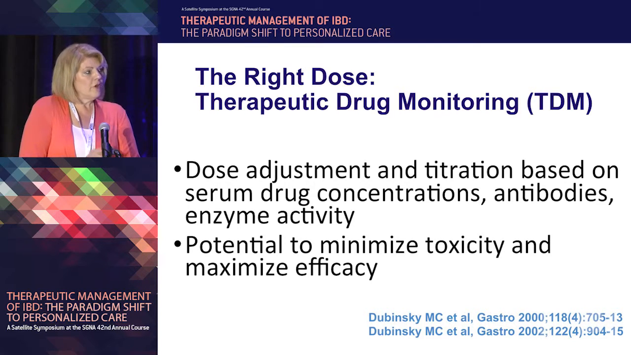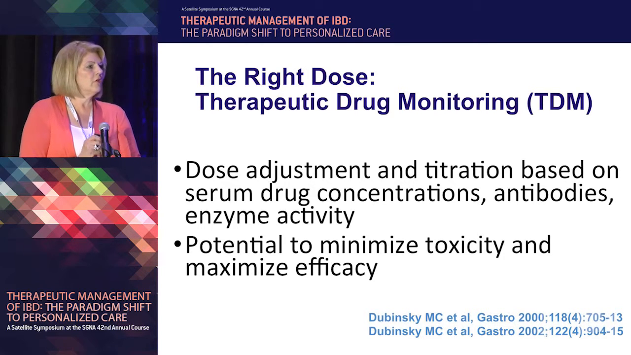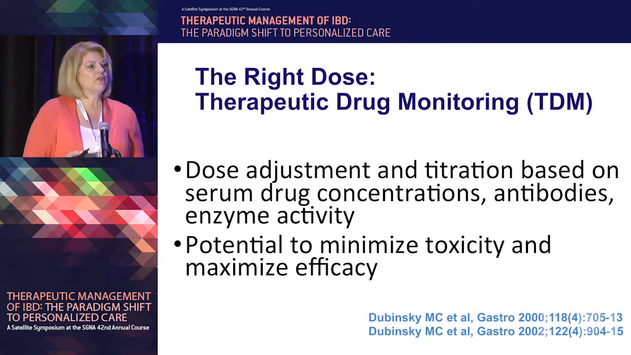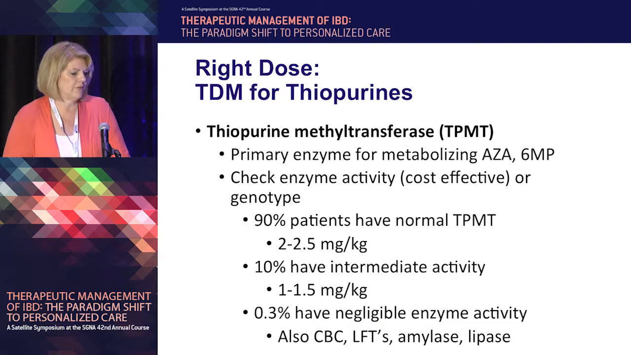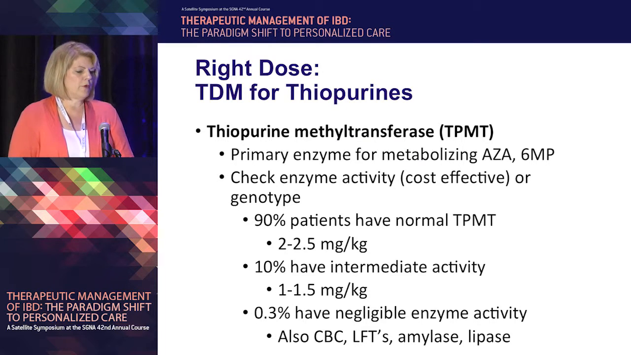But it's dose adjustment and titration that's based on blood drug concentrations, looking at antibodies, if they've developed or not, and enzyme activity. With therapeutic drug monitoring, we have the potential to minimize toxicity, and we want to maximize the effectiveness of the drug that we're using. So right dose, again, TDM for thiopurines.